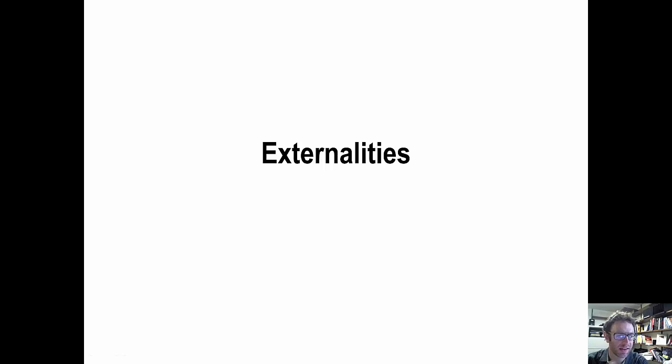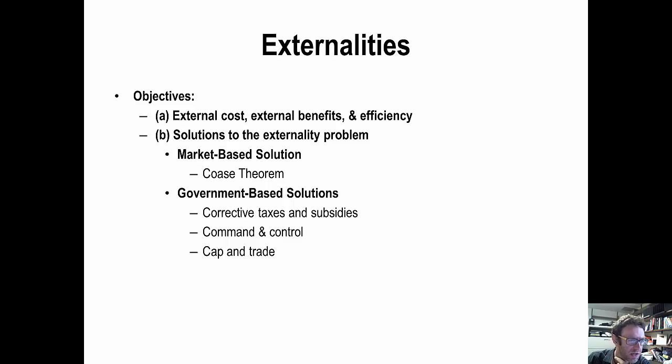Okay, so today's talk is on the topic of externalities. Just to quickly outline some of the core objectives of this lecture, we're going to be defining what it means to be an external cost and external benefits, and address the efficiency implications of external costs and external benefits. In particular, how the presence of these in the marketplace lead to deadweight loss.